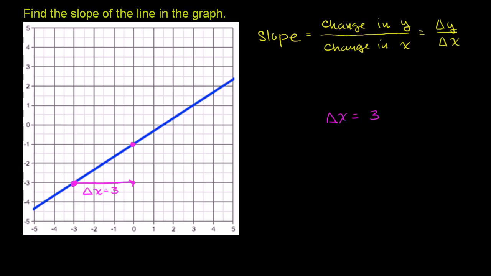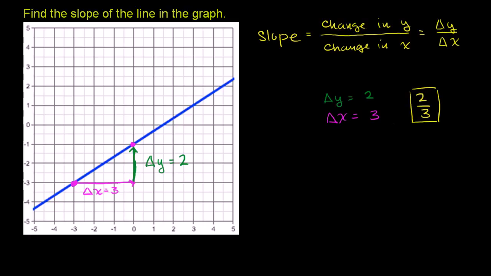And what's my change in y? Well, my change in y, I'm going from -3 up to -1. Or you could just say, 1, 2. So my change in y is equal to +2. So let me write that down. Change in y is equal to 2. So what is my change in y for a change in x? Well, when my change in x was 3, my change in y is 2. So this is my slope.